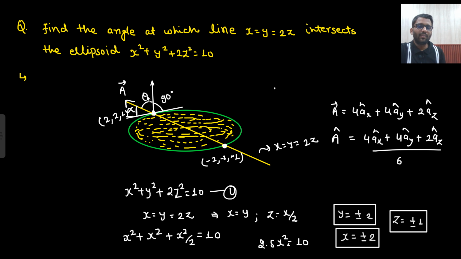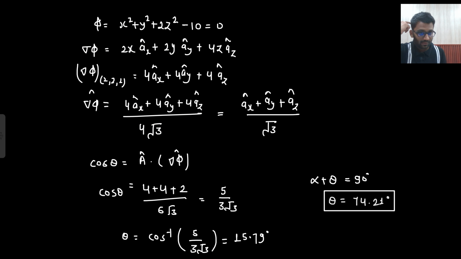So one of the angles will be this angle, the other angle will be this angle. The other angle will be 90 plus theta, or you can say 180 minus alpha. Again I am repeating, 90 plus theta or 180 minus alpha. So the other angle could be 180 minus 74.21.